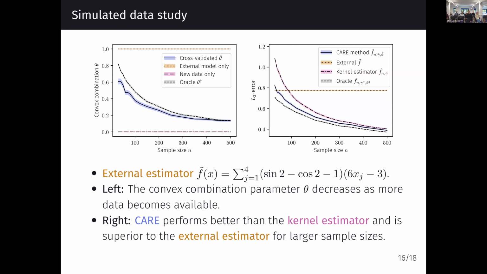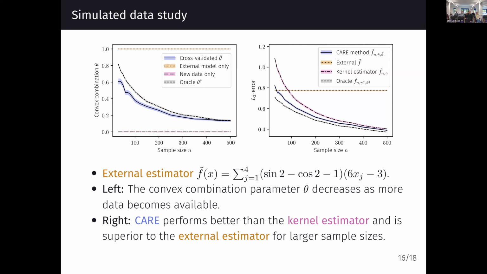The black line with the blue confidence region is our cross-validated one. The gray one with the black dotted line is the oracle choice, which is if you were able to evaluate the cross-validation likelihood exactly, what would you do? You see it's actually fairly close when the sample size becomes large enough. The right-hand side just gives the L2 performance. This is the estimation error of actually estimating F0.